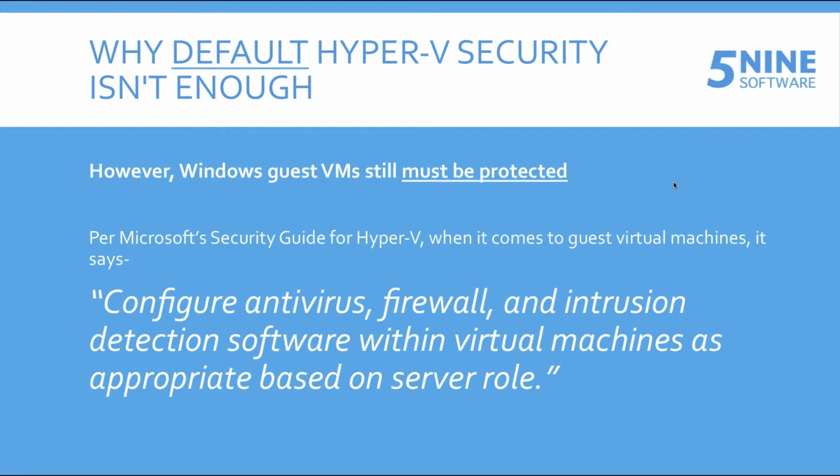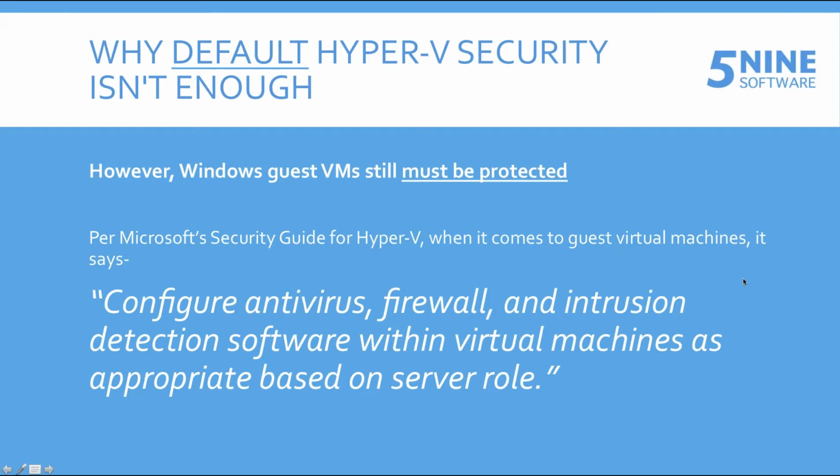And then the last point I want to make here on why default HyperV security isn't enough is that those Windows guest virtual machines must still be protected. I think many admins get a false sense of security that when they move a virtual machine from a physical server, they virtualize it and bring it into HyperV, let's say, that those virtual machines have some sort of umbrella protection from the hypervisor, and that's simply not the case. They have no more protection than they did when they were physical servers.